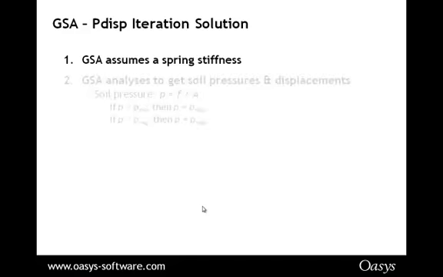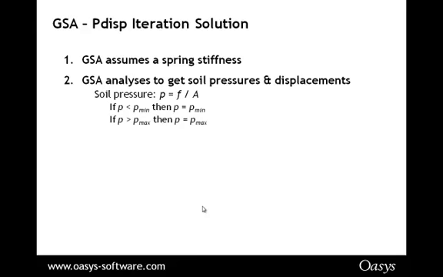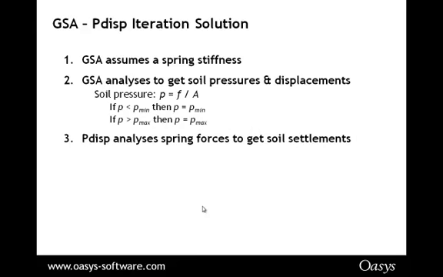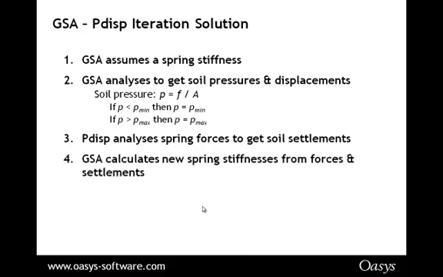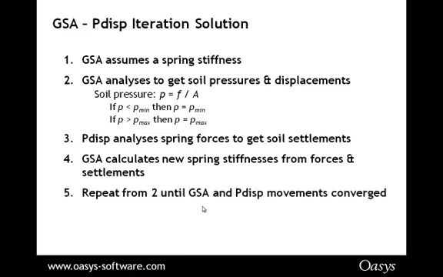It's an iterative process, and it uses a processor. The iteration works in that GSA assumes a spring stiffness, and GSA analyzes to get soil pressures and displacements, and that's fed into Pdisp. So Pdisp analyzes spring forces to get soil settlements, and GSA calculates new spring stiffnesses from the forces and settlements, and the settlements are fed in from Pdisp, and it repeats through. So it does this iteration, and it comes to a result.